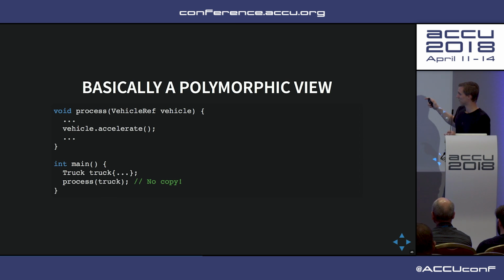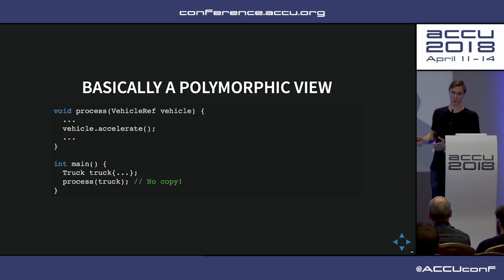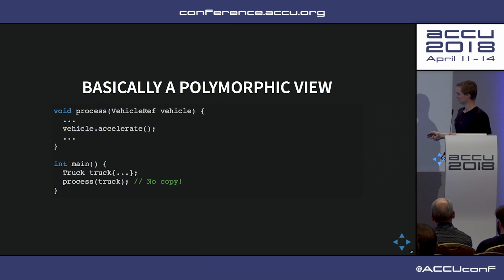And it's like a polymorphic view. It's actually really cool. It allows you to have an object somewhere, and you can imbue arbitrary runtime behavior to some data that already exists elsewhere. So here in my main function, I create a truck, and then I pass that truck to my process function, which takes a vehicle ref. There's no copy being made.